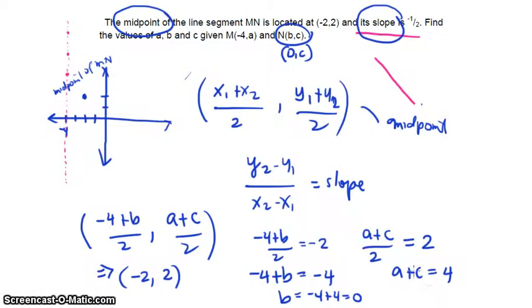So for now, we still don't know a and c because we only have one equation to solve for a and c. But again, we have two concepts that we have to consider. So we're done considering the midpoint. Now let's look at what the slope can give us.